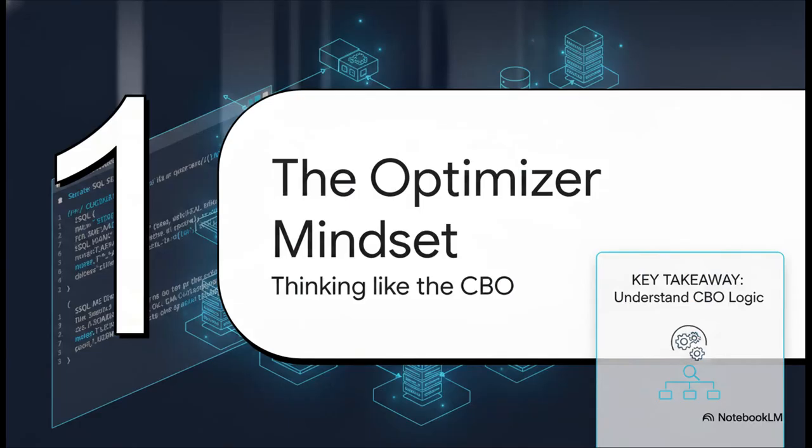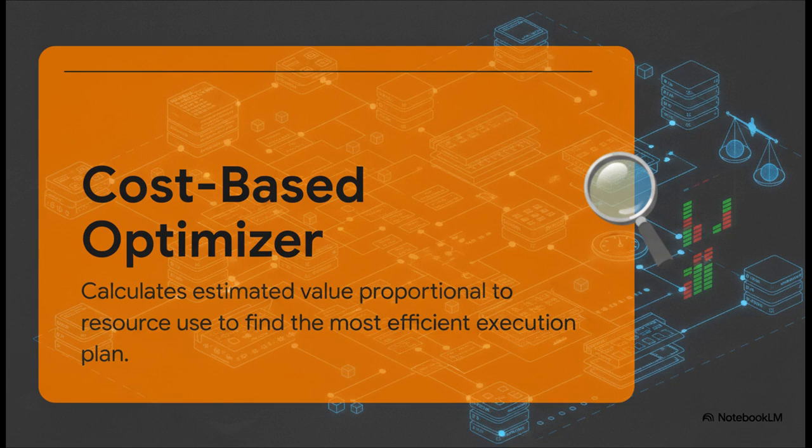Section 1. The optimizer mindset. Thinking like the CBO. Look, before we even touch the keyboard to tune a query, we have to understand the why. We literally need to see the code exactly the way the Oracle optimizer sees it. At the very core of this whole thing is the cost-based optimizer, or the CBO. Basically, its entire job is to calculate an estimated value that we call cost. And this cost is strictly proportional to the expected resource use.